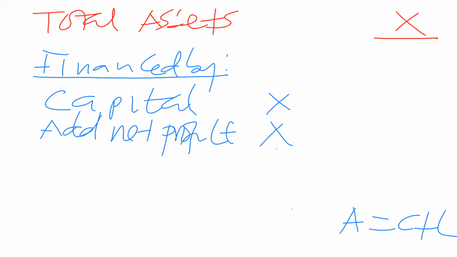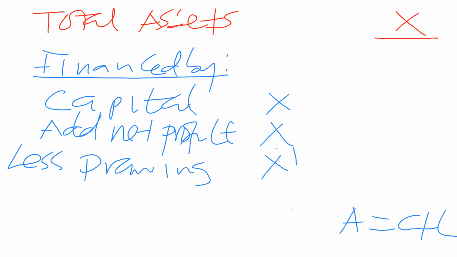Then to this, you less drawings. The drawings are there in the trial balance. Subtract the drawings. Whatever you find is called the total capital. You record the total capital here. So from the total capital, what do we have?